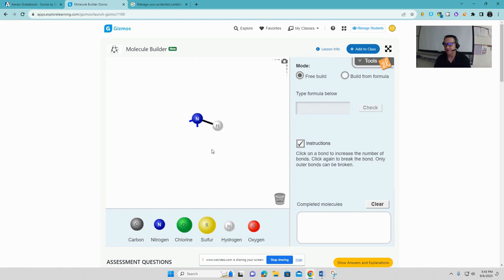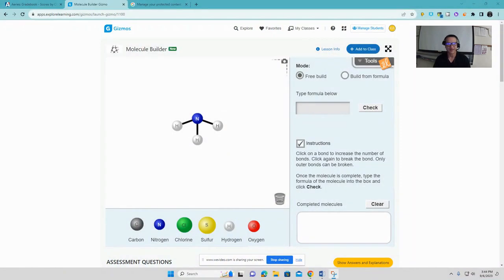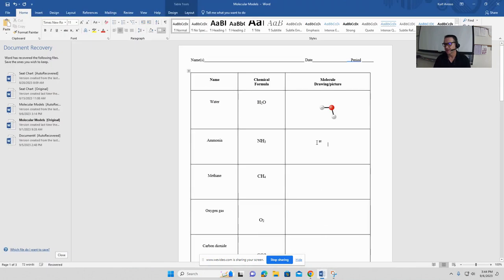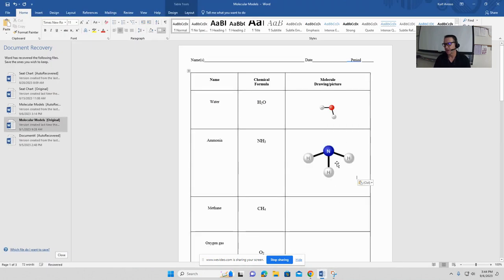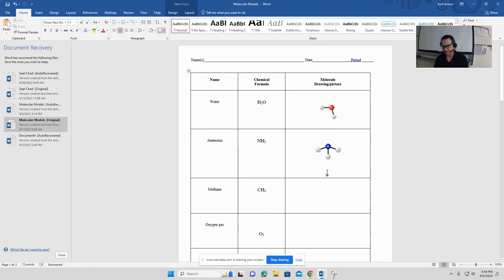All right, so NH3. 1, 2, 3. Boom. Take a picture of it. NH3 ammonia. This is what you use to clean your toilet and stuff. It's a disinfectant. Copy it back to the dock. Right here, ammonia. And voila. Boom. Make it a little smaller to save some space. Let's get rid of some of the blank.